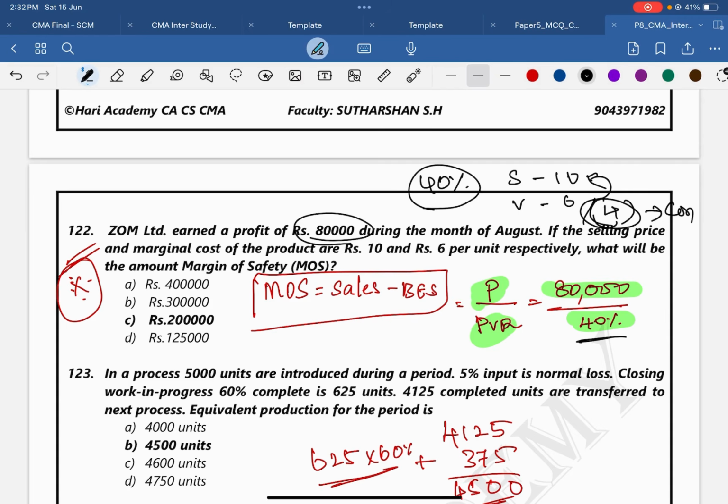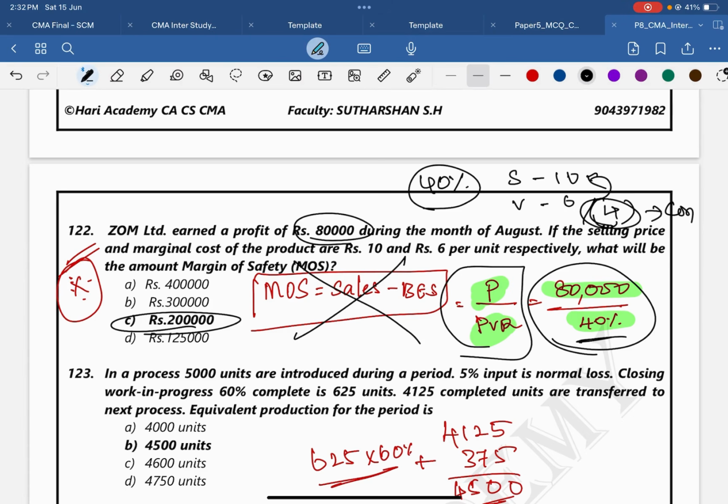Simply orally I can solve. 10 minus 6 is 4, 4 by 10 is 40%. So 80,000 divided by 40% will give you 2 lakh. Very simple. We are not focusing on this formula. Here the formula is P divided by PVR.